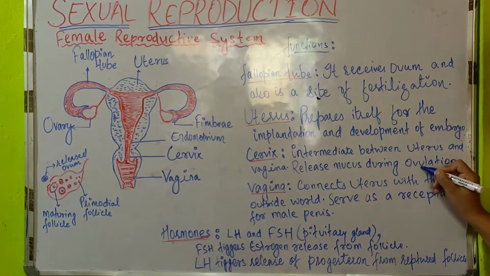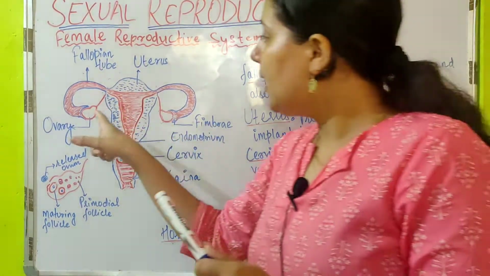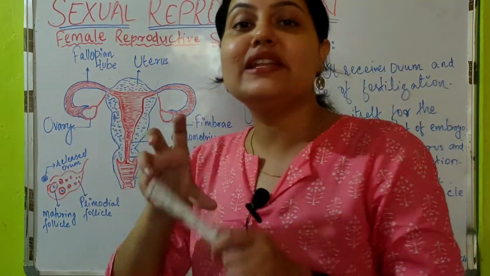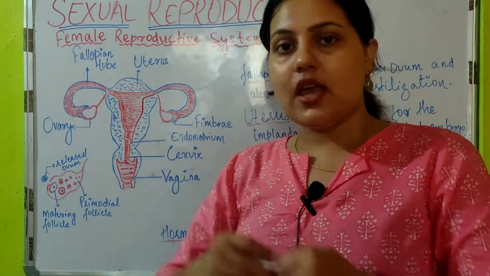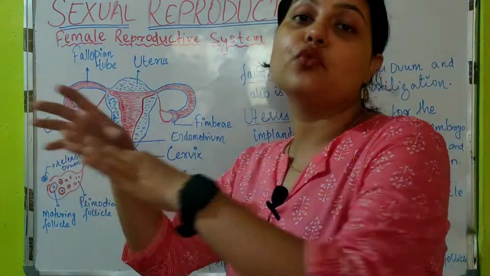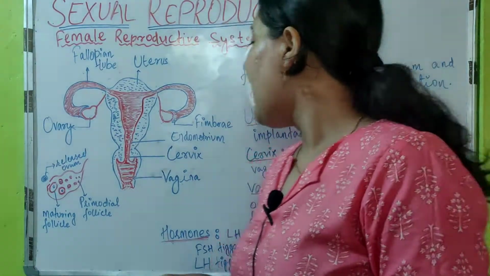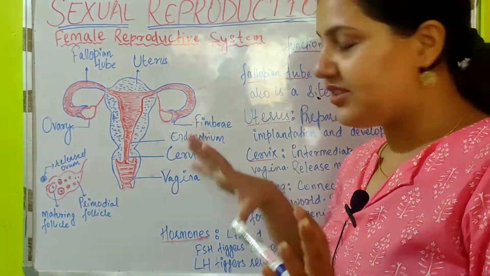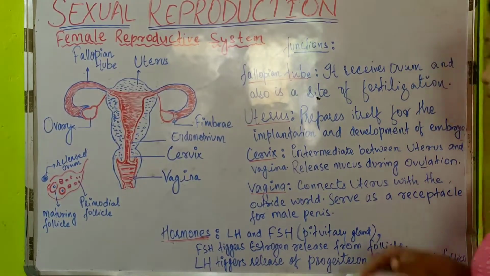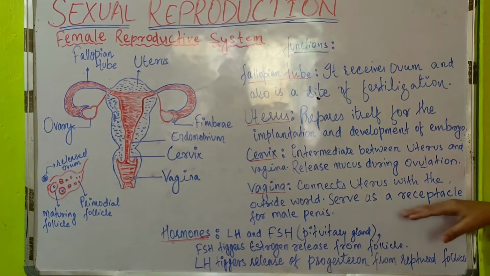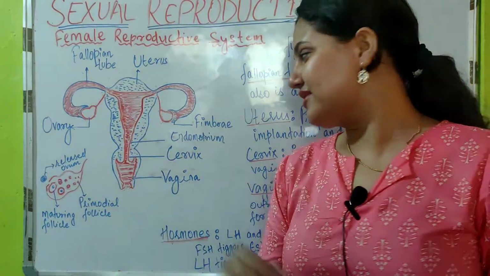Now what is ovulation? Ovulation is the process of release of the ovum from the ovary. The step of the release of the ovum from the ovary is known as ovulation. And then coming to the vagina. The vagina connects the uterus with the outside. It serves as a receptacle for the male penis during sexual intercourse.